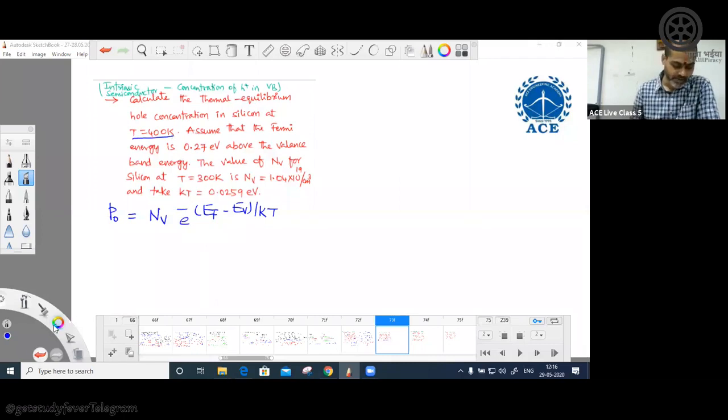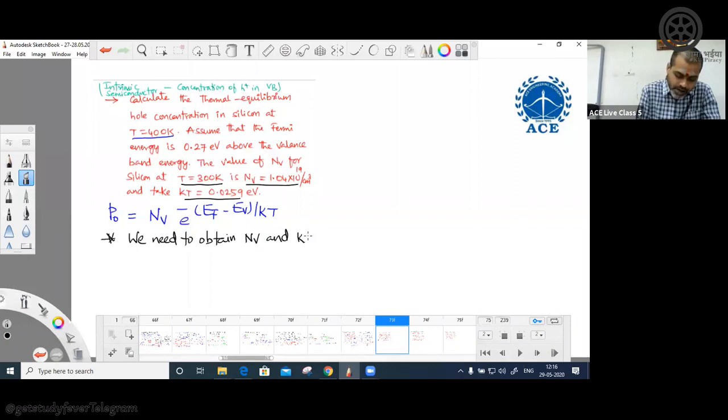But the parameters mentioned here are related to 300 Kelvin. Now I want to use NV as well as KT, so first we need to find NV as well as KT at 400 Kelvin. Am I correct? Because you need to find it at 400 Kelvin. So the key point here is we need to obtain NV and KT at 400K, and we know anyhow the value at 300K. From that we can calculate it.